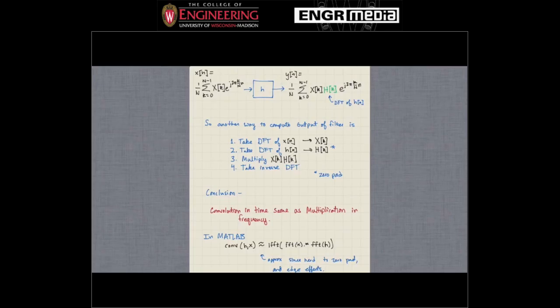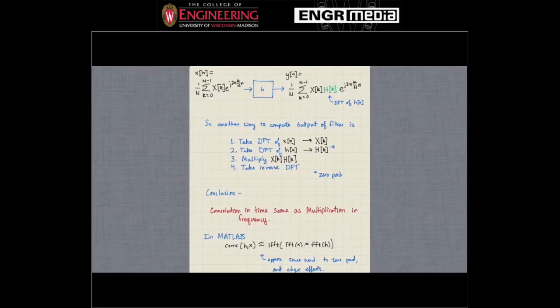And that's the following. Step one, take the DFT of the discrete time signal x of n, and call that x of k. Then step two, take the DFT of the impulse response of the filter, call that h of k, and again we might need to zero pad that. What I mean by that is if h of k is shorter than n, let's assume that it is, then we just add zeros to it.